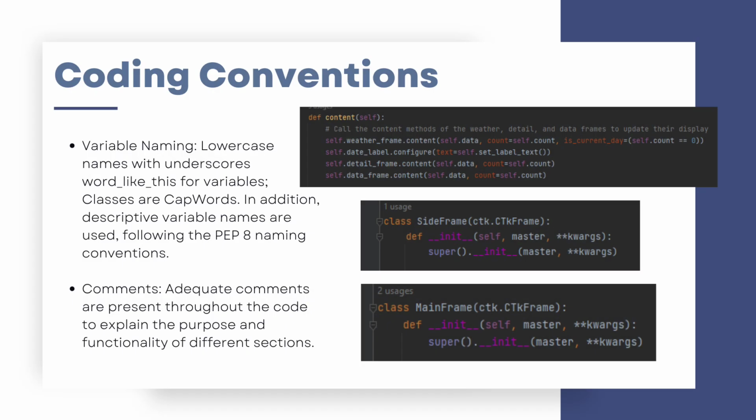Coding conventions. Variable naming. The code adheres to PEP 8 naming conventions by using descriptive and meaningful variable names. This practice enhances code readability and comprehension. For example, variables like location_id, forecast_id, and max_temp are named in a way that clearly indicates their purpose within the context of the application. Comments. The inclusion of comments throughout the code serves to provide additional context and explanations about the purpose and functionality of different sections. By following these coding conventions, the codebase becomes more maintainable, collaborative, and less prone to errors.